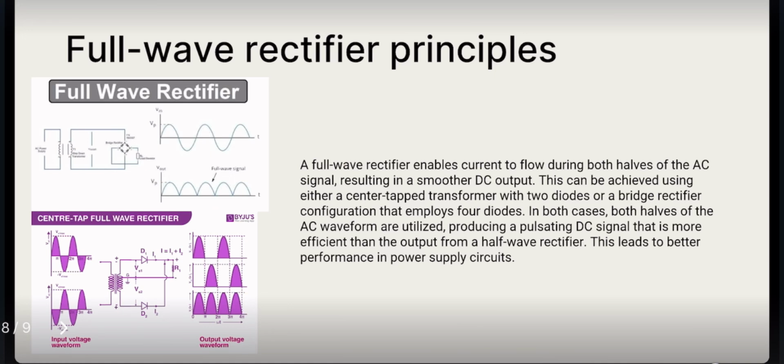We look at a full wave rectifier principle. A full wave rectifier enables current to flow during both halves of the AC signal, resulting in a smoother DC output. This can be achieved using either a center tap transformer with two diodes or a bridge rectifier configuration that employs four diodes. In both cases, both halves of the AC waveform are utilized, producing a pulsating DC signal that is more efficient than the output from a half-wave rectifier. This leads to better performance in power supply circuits.